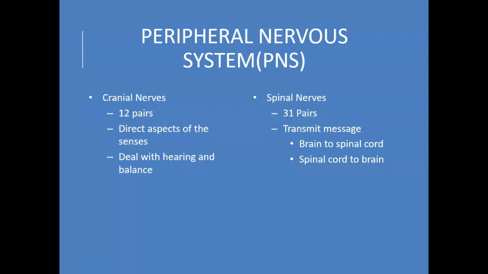Peripheral nervous system, we have 12 cranial nerves and 31 spinal nerves. The cranial nerves direct aspects of the senses, and they deal with hearing and balance. And the spinal nerves transmit messages from the brain to the spinal cord and the spinal cord to the brain.